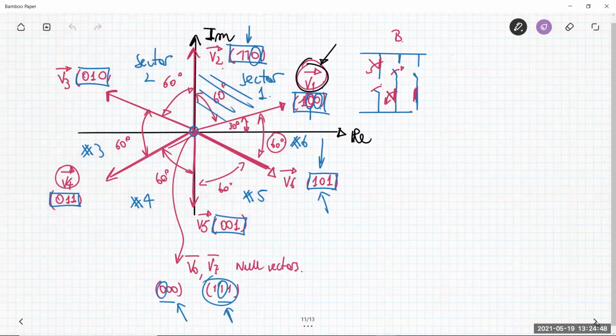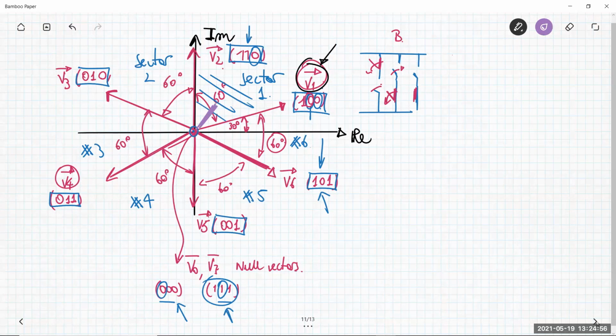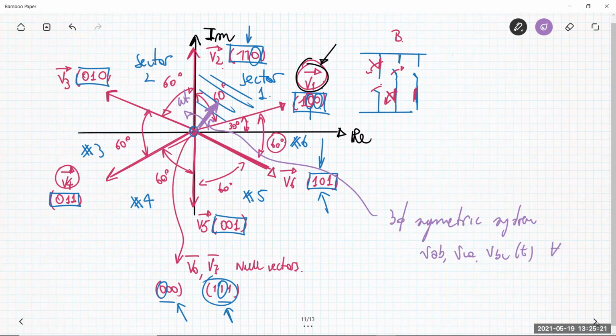Concluding this discussion, we have a rotating vector here that rotates in this direction, which represents the three-phase symmetrical system. For example, the voltages VAB, VBC, VCA over time, for any time instant. This is rotating, is moving.